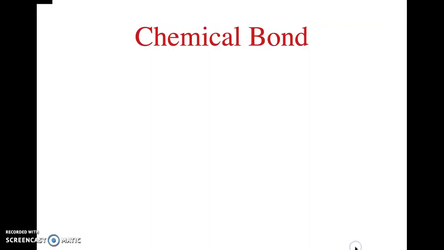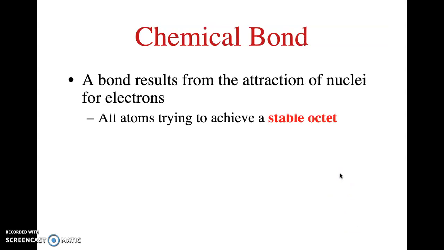Let's see if I can make this full screen for you. There we go. Chemical bonding. A bond is something that's going to result from the attraction of nuclei for electrons, right? And so basically we talked about those electrons, those outermost electrons, which would be called your valence electrons. They're the ones that are going to be involved in the bonding process.